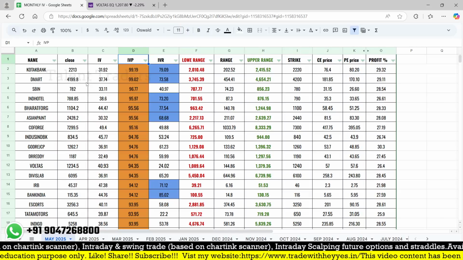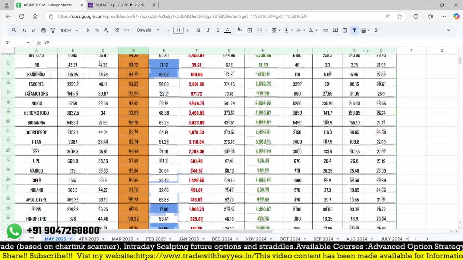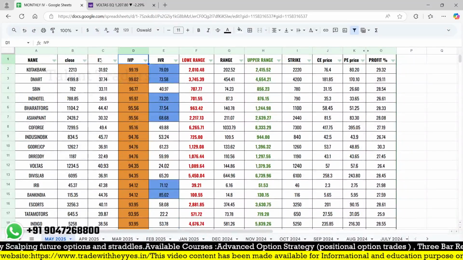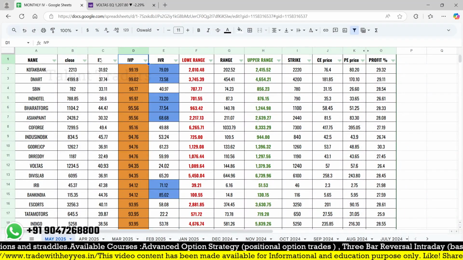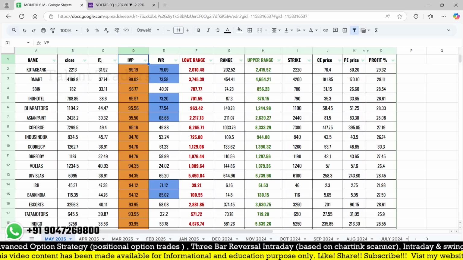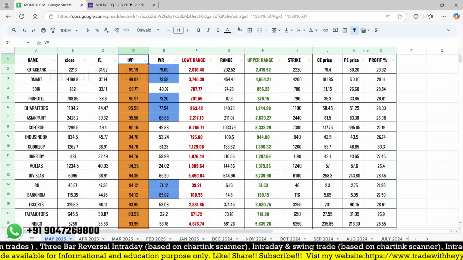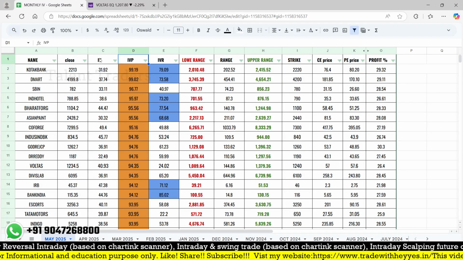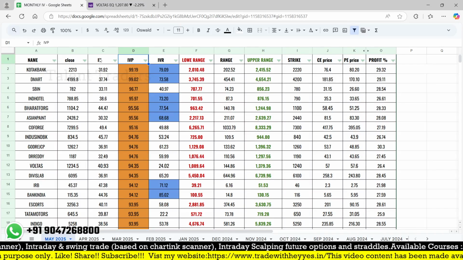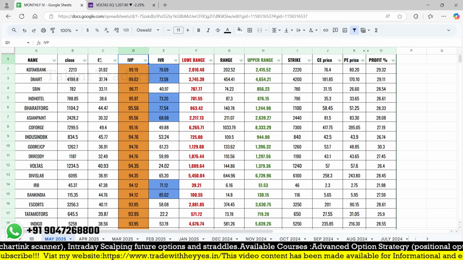One more criterion which we have filtered on is IVP, the IV percentile. A lot of stocks are showing more IVP; we have almost 60 plus stocks. Why is IVP higher right now? It is the result season, and quarterly results are going to be announced. The expected volatility on a particular stock will be slightly higher, which is reflected in IV as well as IVP. That's the reason we see a lot of stocks showing high IVP because of the result season.